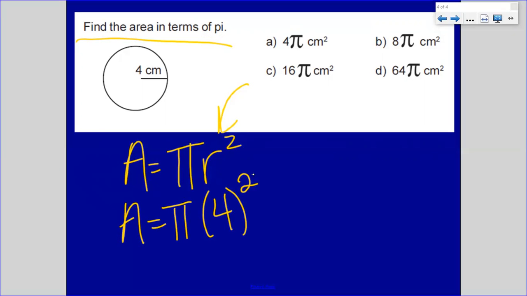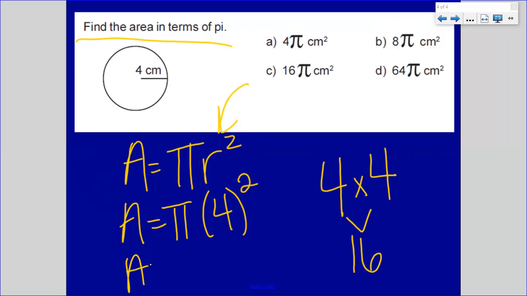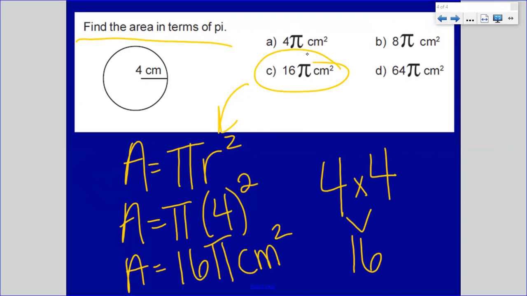That was the most popular answer. Something's wrong with that. It's not 4 times 2. It's 4 squared. So 4 times 4, that's 16. So my final area of this circle is 16 pi centimeters squared. Should have been C was your final answer.